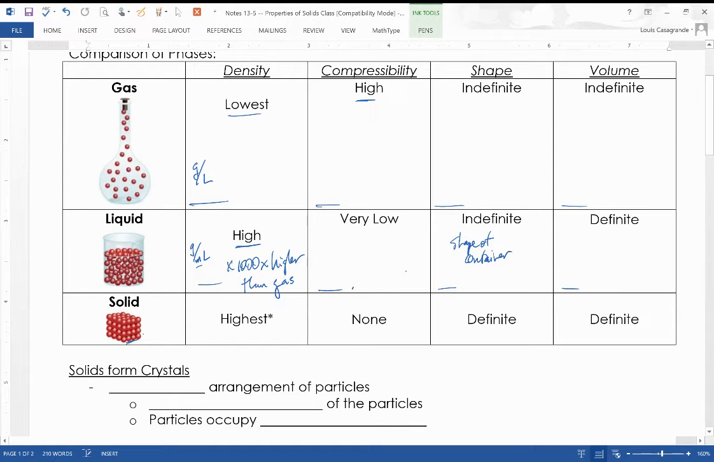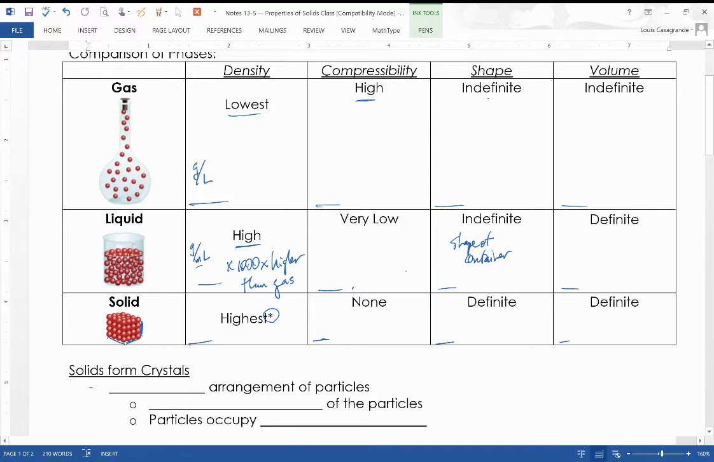When we get to solids, those particles are really close together. If you look at those particles, they're all really, really close together. You can't get them any closer together. So they have the highest density, with one notable exception, and we'll talk about that exception down below. There is absolutely no way to compress solids together. So if you push them, basically you're going to break them. They have a definite shape, so whatever shape they have, they keep that shape unless you do something like melting them or breaking them. And likewise with volume, a definite volume.